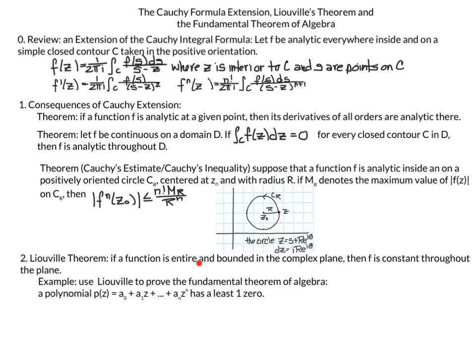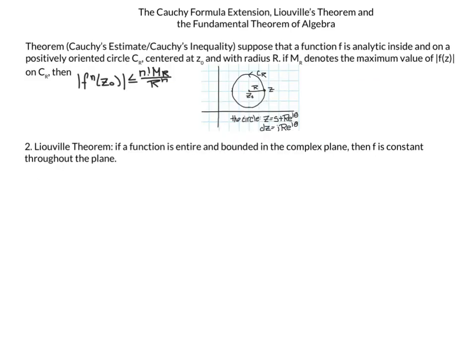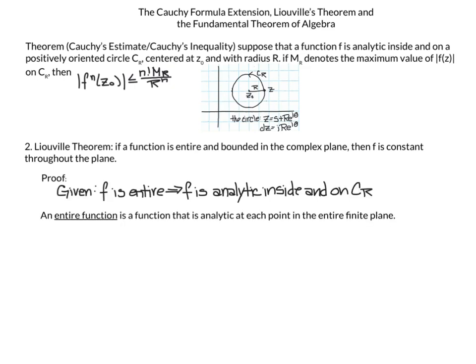If a function is entire and bounded in the complex plane, then f is constant throughout the plane. Next, we will prove Liouville's theorem that says if a function is entire, in other words, it's analytic throughout the entire complex plane, and it's bounded, in other words, there's a maximum value for this function. It doesn't grow infinitely large anywhere. It's bounded in the complex plane. Then we can deduce that f is constant throughout the plane. We'll start with what is given.